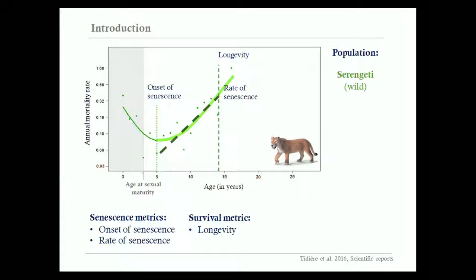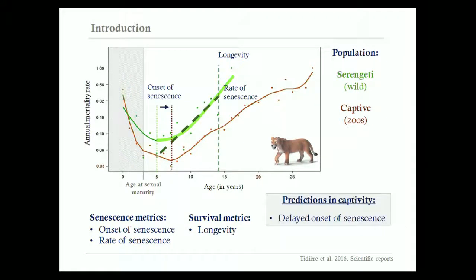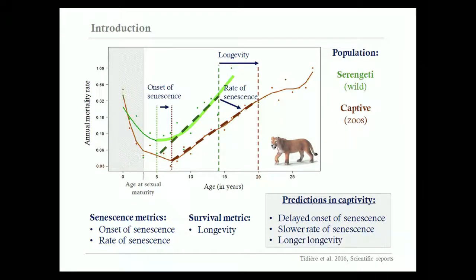So this is for the wild population, but if we draw the mortality pattern for the captive population, because of the highly protected environment provided by zoos, with no starvation, no predation, treatment against most diseases, but also little or no competition for resources, we expect that for captive populations there is a delayed onset of senescence. They senesce slower and then live longer than their wild counterparts.